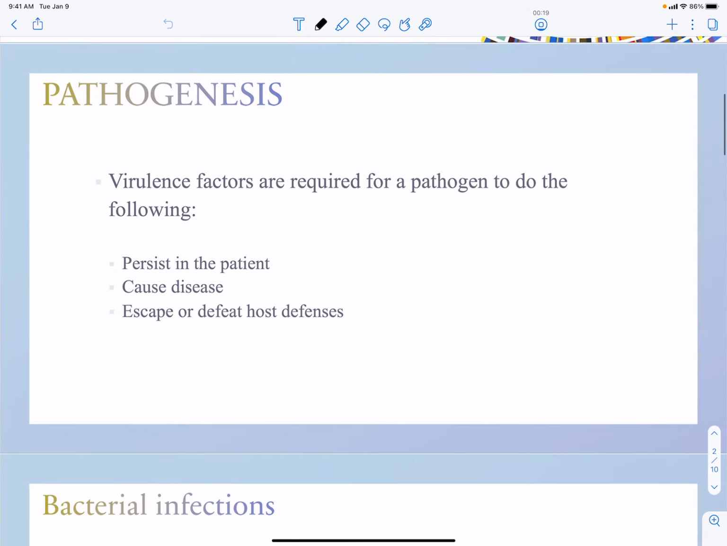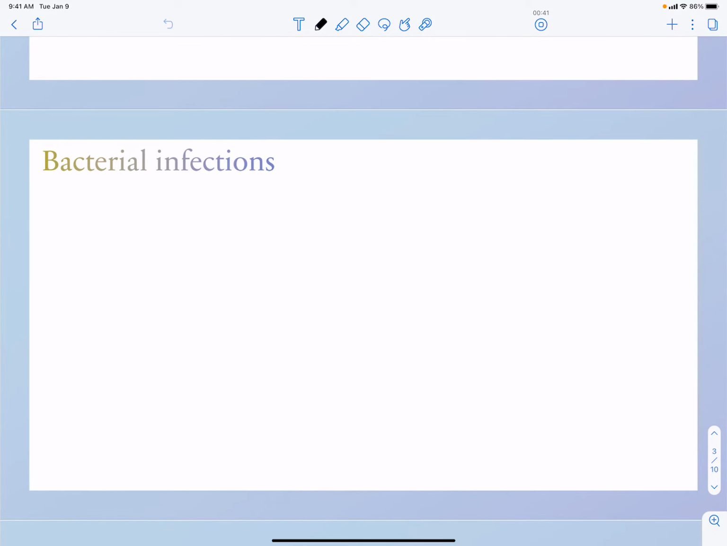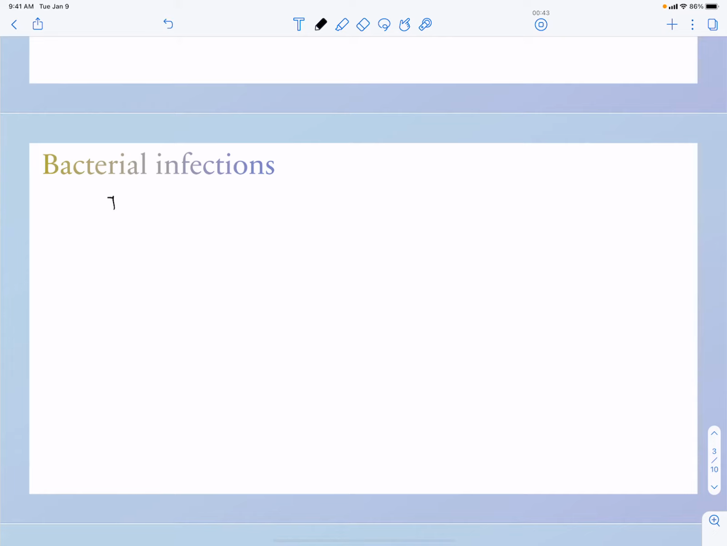So with respect to pathogenesis, keep in mind that pathogens need to have virulence factors. And so the virulence factors are going to help the bacteria, in this case, or the pathogens, get into the patient, cause the disease, and be able to be transmitted. Now, for bacteria infections, we have two general classes of infections. We have our intracellular, and we have our extracellular.